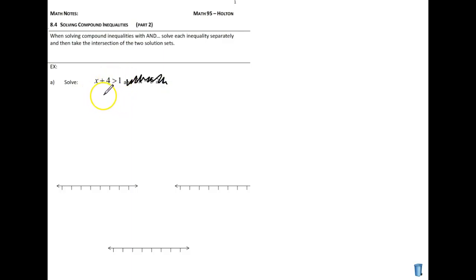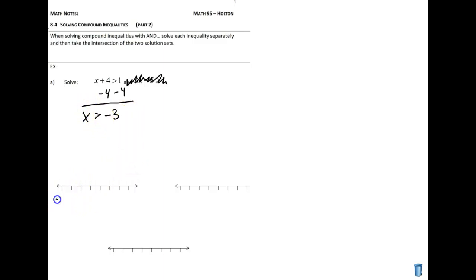You're going to solve it just like any other inequality, which is really just like solving an equation, but you have to remember if you multiply or divide by a negative number, you do need to flip the inequality sign, and that still holds true. So I'm going to subtract 4 from both sides, and I get x is greater than negative 3.